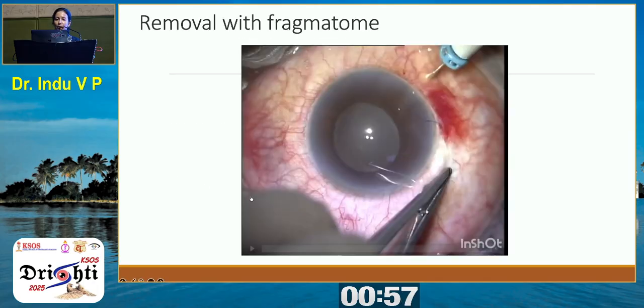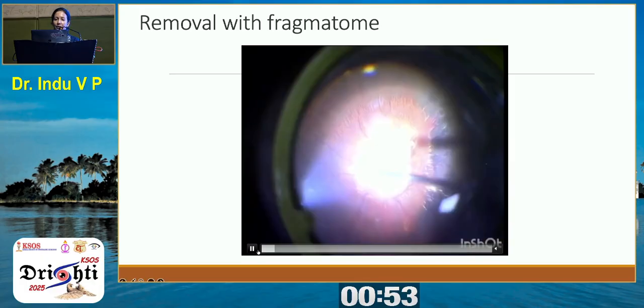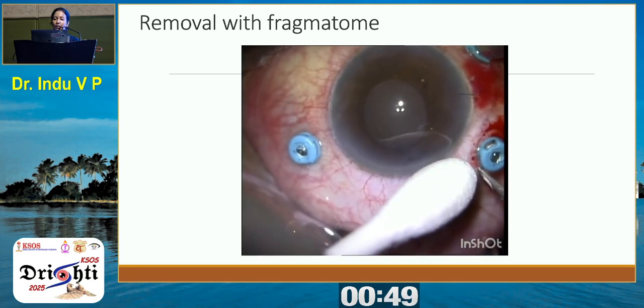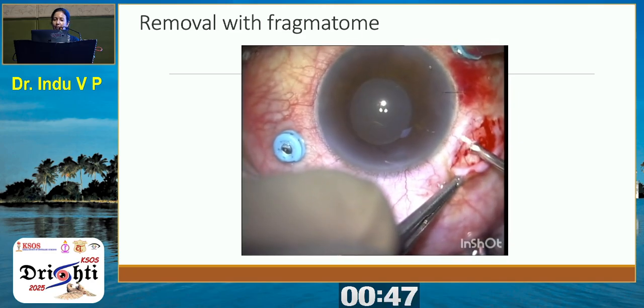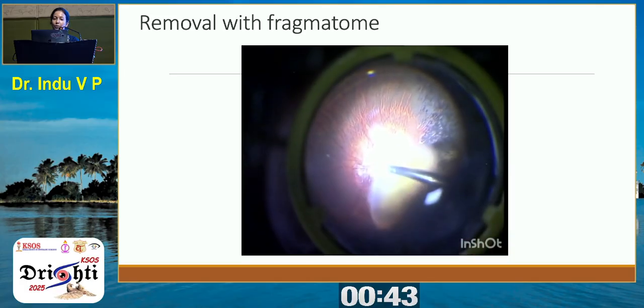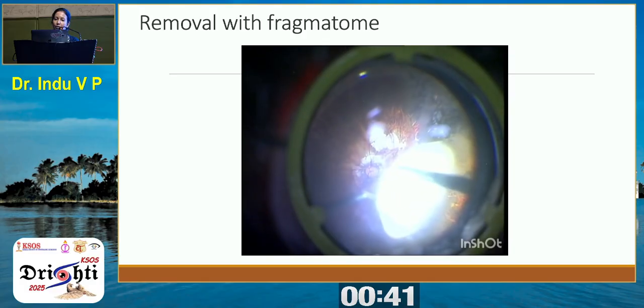So this is a short video on what we do. Here we are making a 3-port vitrectomy. 1 port is converted to 20 gauge for a fragmatome. So here 1 port is removed. It is enlarged for a fragmatome. And then using a fragmatome, the nucleus is pulverized and it is removed.